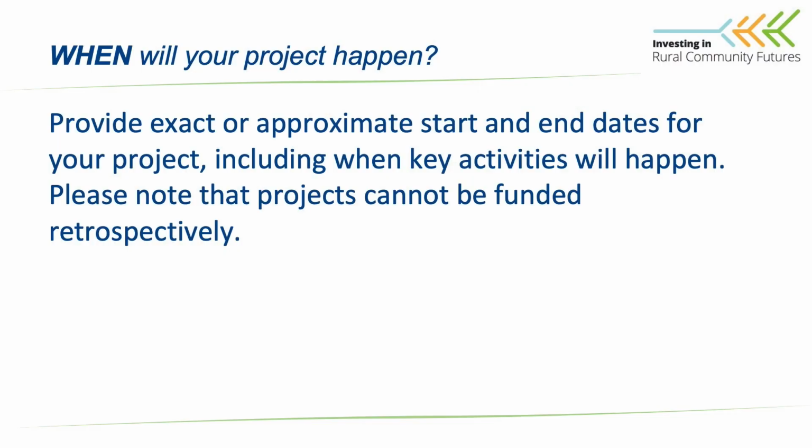As per the Investing in Rural Community Futures program guidelines, you've got 15 months to complete your programs. So in this box around when it will happen, we just want to know the timing around what bits of your project will happen when. Obviously things can change, but what is your plan at this stage in terms of delivery? That is what this question is about.